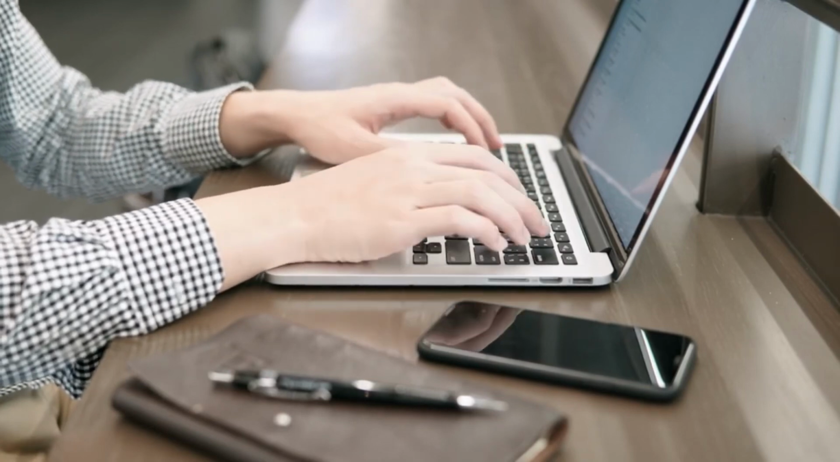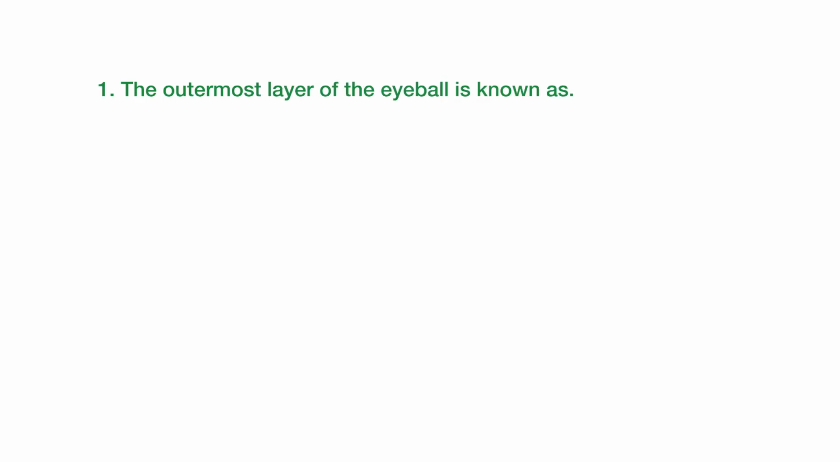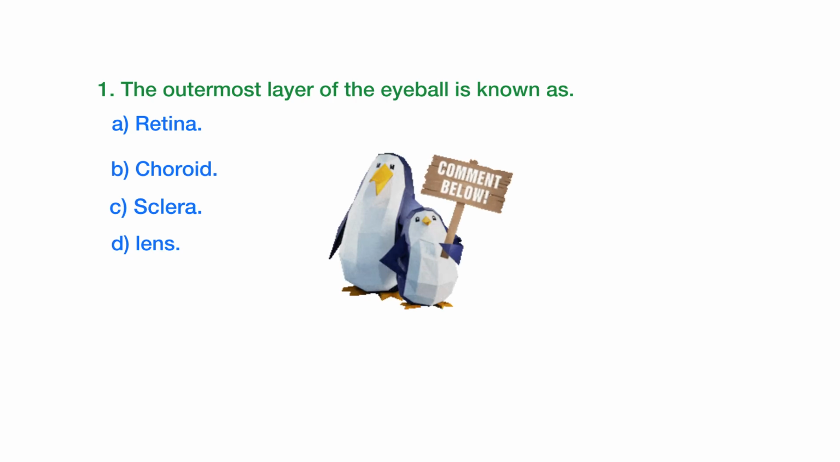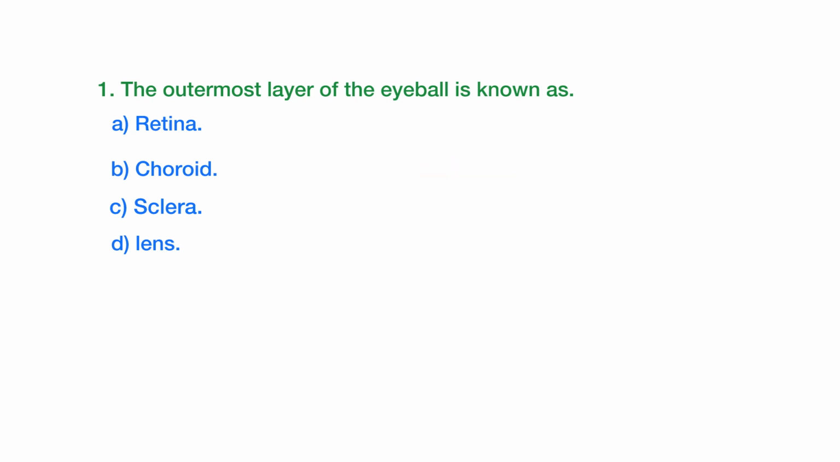Let's jump right in. First question, the outermost layer of the eyeball is known as A. Retina, B. Choroid, C. Sclera, D. Lens. Alright, pause the video here. If you know the answer, please comment below. Or grab your CPT book and go to eye anatomy.